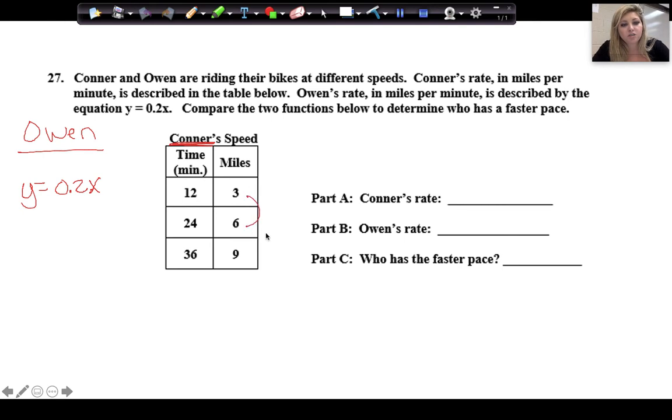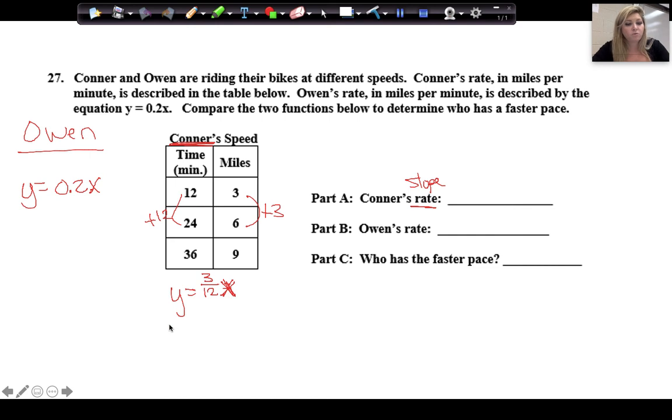Well, first we need to do change in y over change in x, because that gives us our slope, and that's what we're going to be comparing: the rate. Another word for rate is slope. So we are adding 3 here, and we are adding 12 here. So Connor's is going to be y equals 3 divided by 12 x.